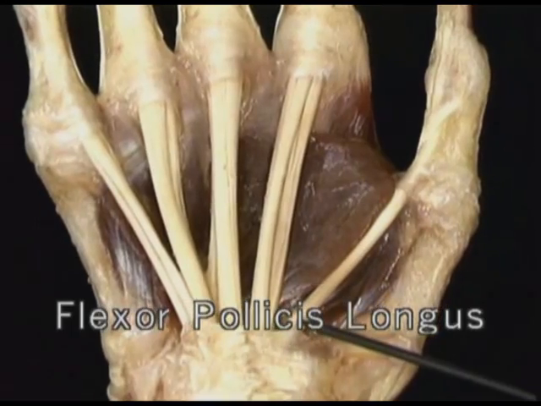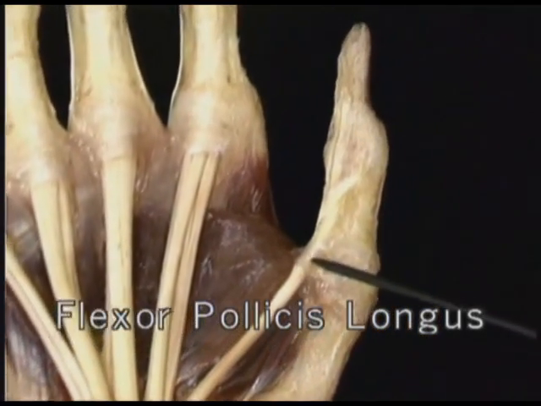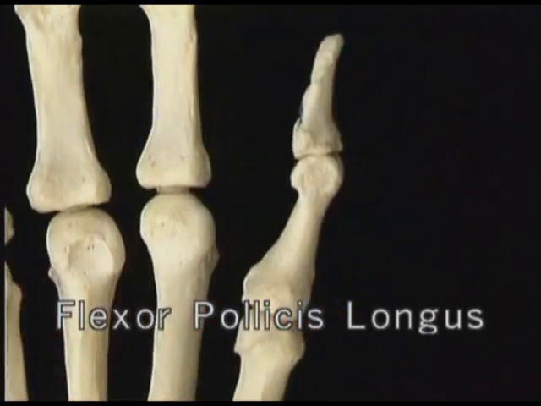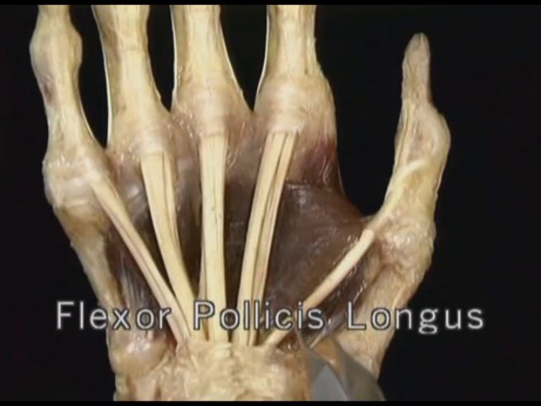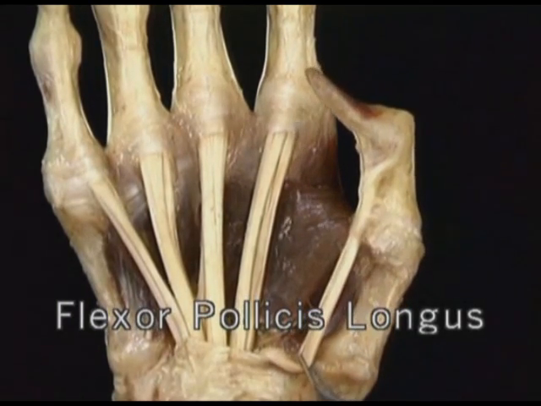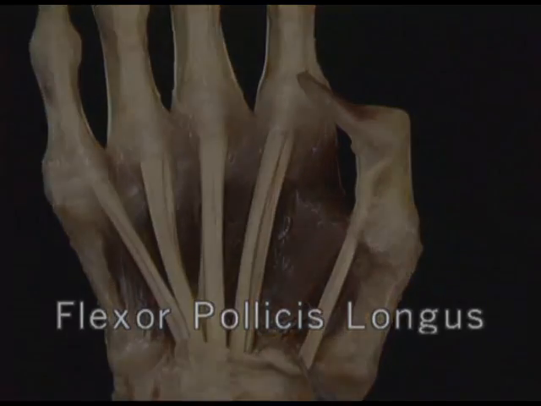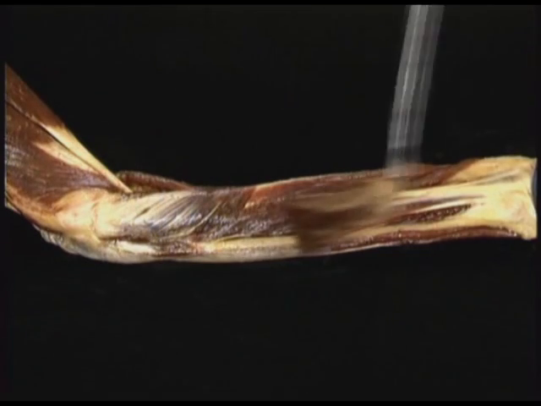Here's the tendon of flexor pollicis longus emerging. It enters the fibrous flexor sheath of the thumb and inserts on the base of the distal phalanx. Flexor pollicis longus flexes both the MP joint and the IP joint of the thumb. The other three long thumb muscles lie on the extensor aspect of the forearm. They lie deep to extensor digitorum, which we'll remove.